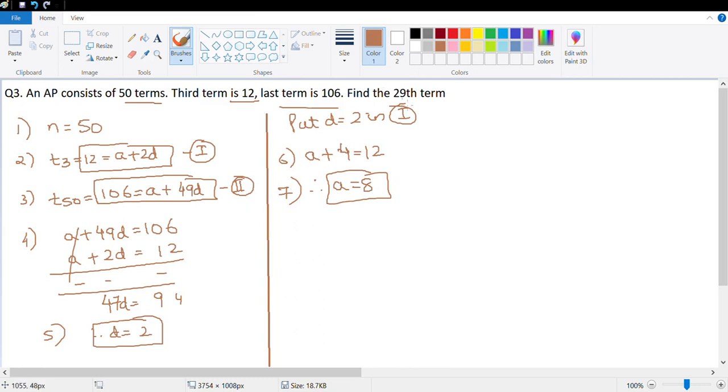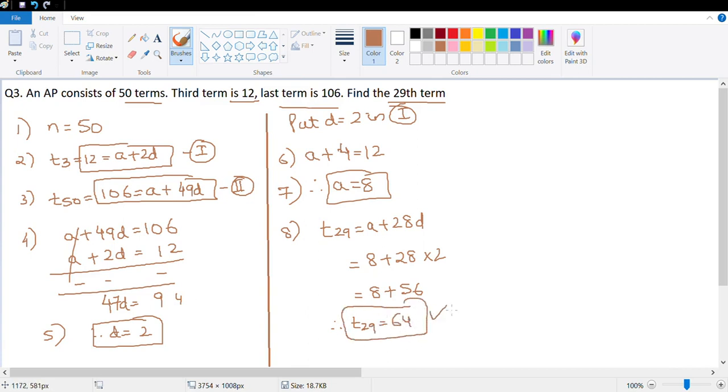Now we need to calculate the 29th term. So T29 will be equal to A plus 28 times D. A is 8 and D is 2, so 28 times 2 is 56, which is 8 plus 56. Therefore, the 29th term is equal to 64. Simple question. Let's look at the next one.